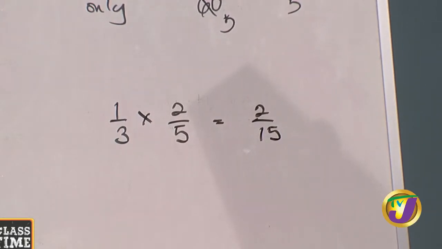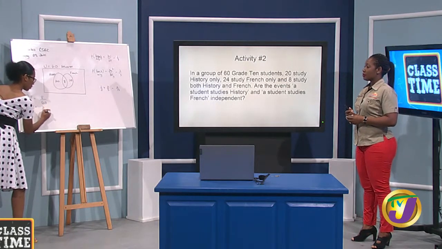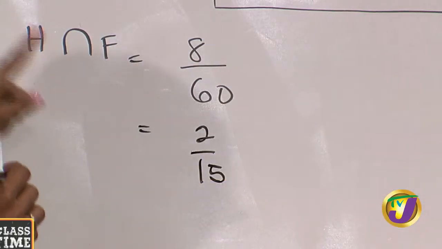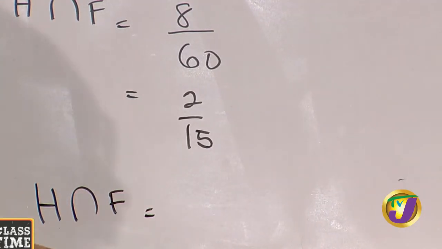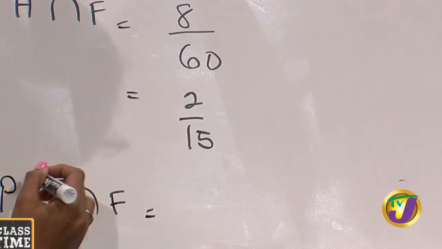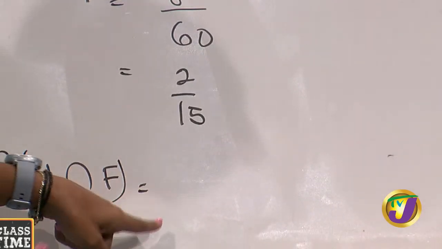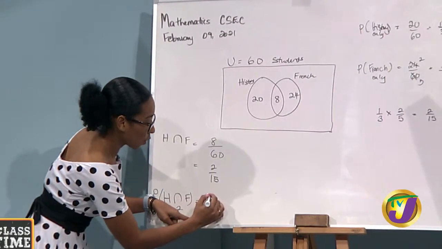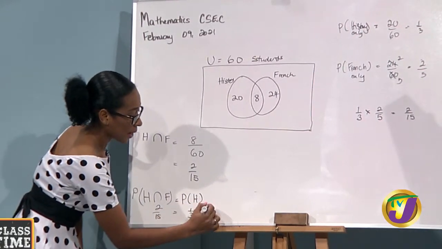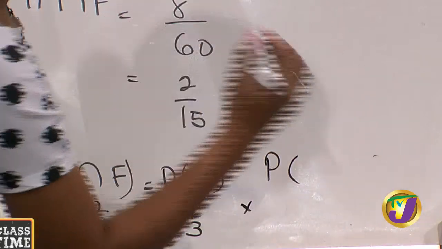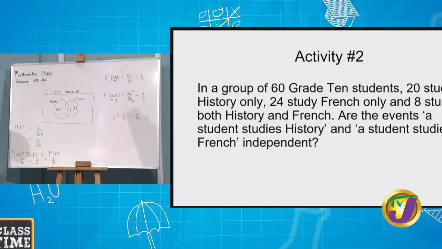Let's see if we can simplify our intersect here now. Can we simplify this? Yes, we would arrive at 2 out of 15. So here we have our H intersect F, history and French. The probability of history and French being 2/15 is equal to the probability of history only, which we're going to leave as H, so 1/3, times the probability of French only, and I'm using F, which is 2/5.